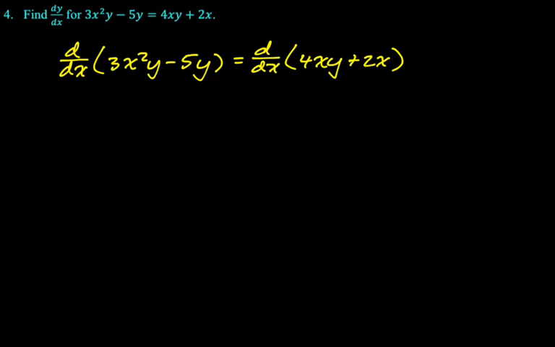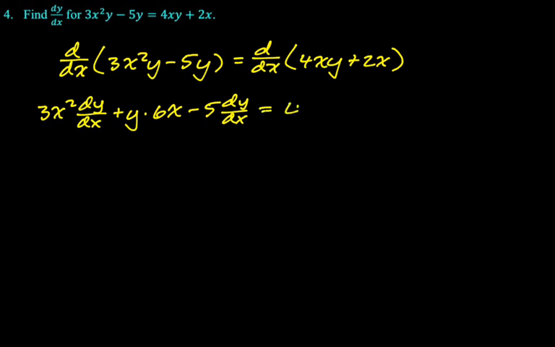All right, here goes. So we're going to use a product rule. First, 3x squared, derivative of the second is dy dx, plus second, which was y, times derivative of the first, which is 6x. And then the derivative of minus 5y is minus 5 dy dx. Equals, we're going to do another product rule. So first is 4x, derivative of the second, dy dx, plus second, so y, times derivative of the first, which is just 4. And then the derivative of 2x is just 2.